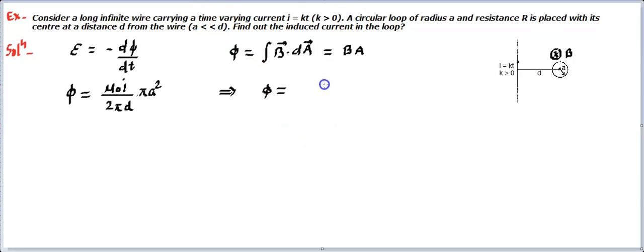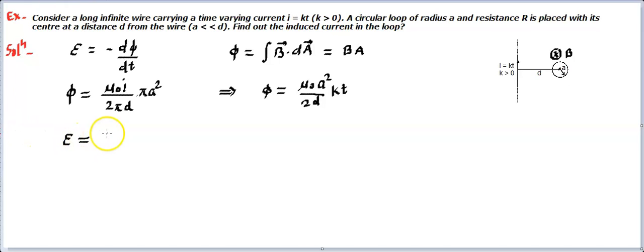Anyway, let's proceed further. So it goes like this: mu naught a squared divided by 2d, into I. And can we write I as Kt? So we can write it as K into t, and that becomes the flux. Now you see this flux is a function of time, which means over time the flux is going to increase. Since it is increasing, we can think of what is going to happen, and that will be used to find the direction. Let's try to find the magnitude.